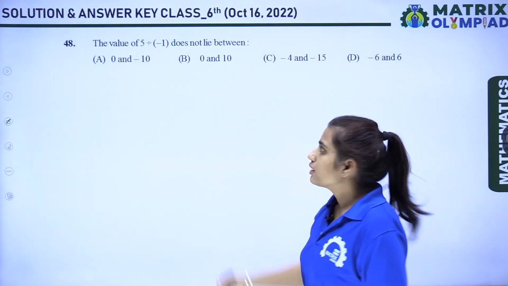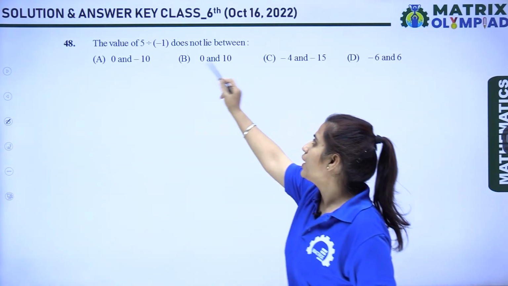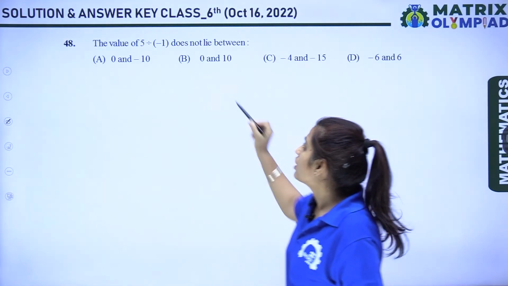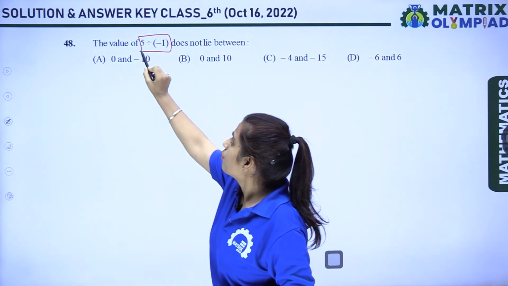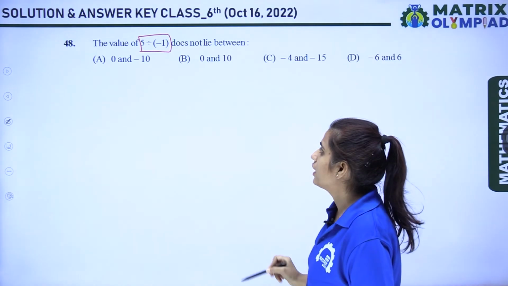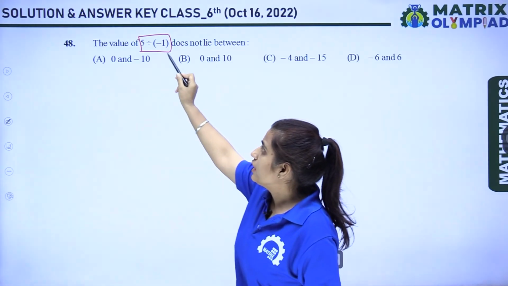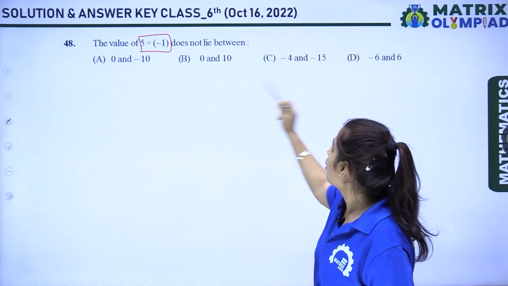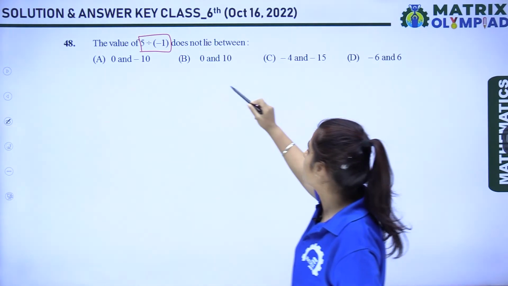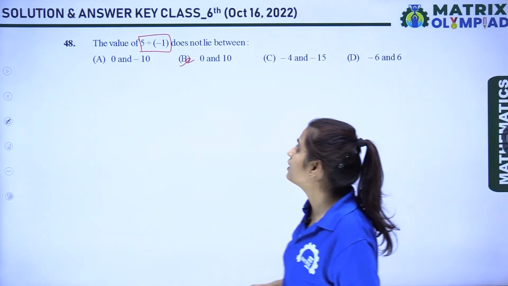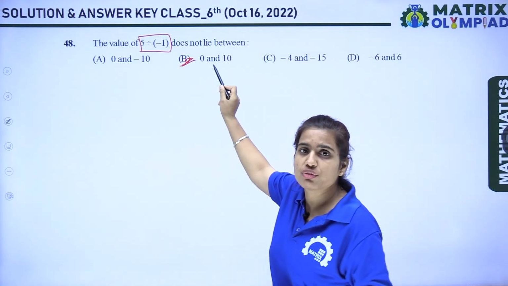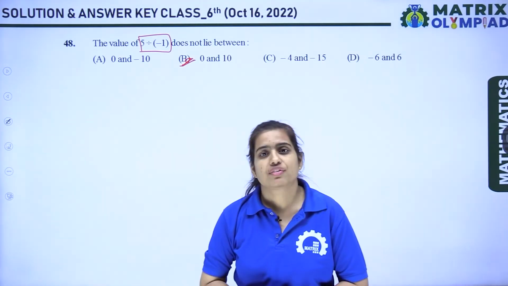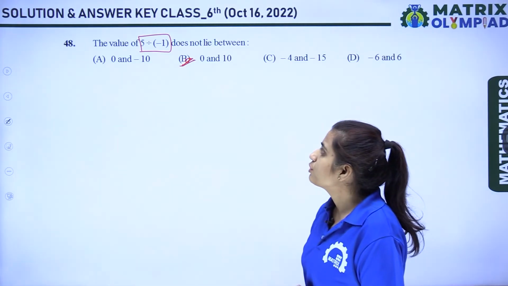Now, the next question is, the value of 5 divided by -1 does not lie between. We have to find out the range in which the number 5 divided by -1 does not lie. Now, we can see that this number is -5. So, after observing the options, we can easily say that option B is the correct answer as it is the positive one. And options A, C and D all have negative answers. So, let's move on to the next one.